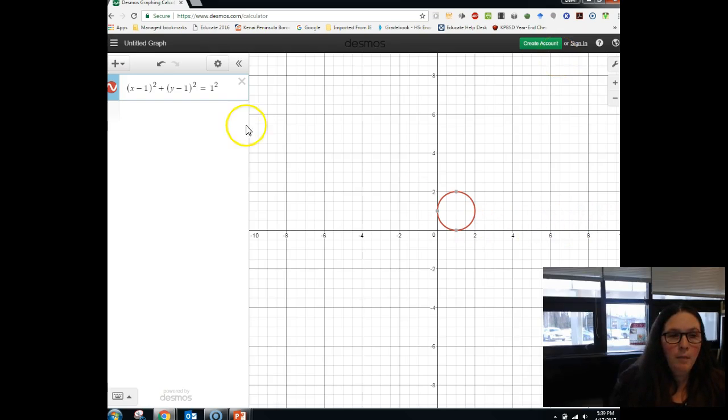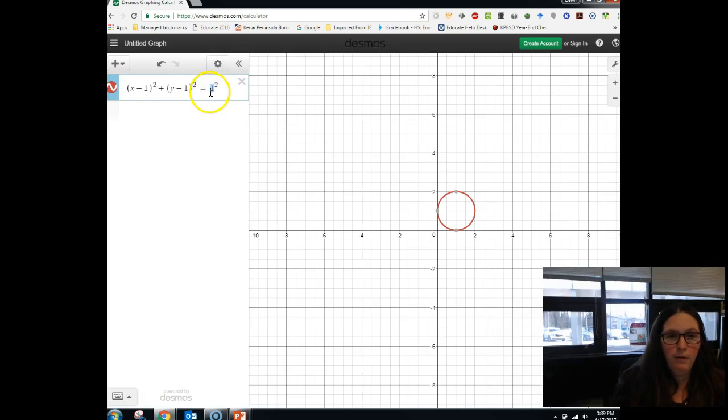What I've done is taken that formula that we just talked about, which is that standard equation for a circle, and filled in ones for all of the variables. So you'll see that this is (x minus 1) squared plus (y minus 1) squared equals 1 squared. So my radius was 1, and then the point for the center of my circle, you'll see, is at (1, 1). And I wanted to point that out to you so that you guys realize the difference.